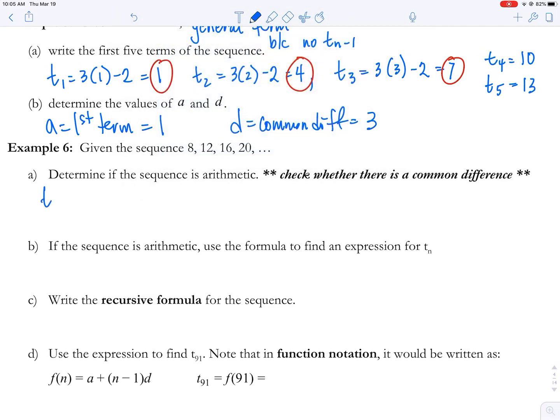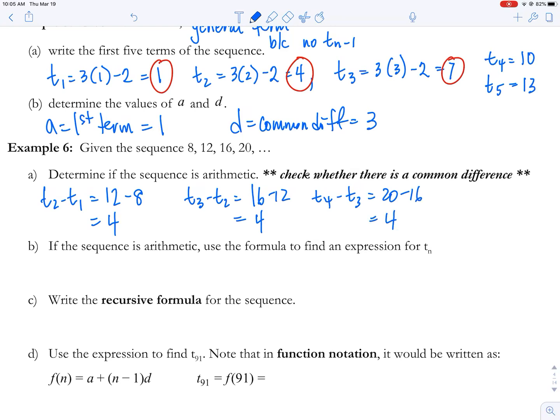So if I do t2 minus t1, the first 2 terms minus each other, I get that the step is 4. If I do t3 minus t2, that's 16 minus 12, and the step is 4. t4 minus t3, 20 minus 16, so this step is 4. So every step is always 4, so yes, it is arithmetic.